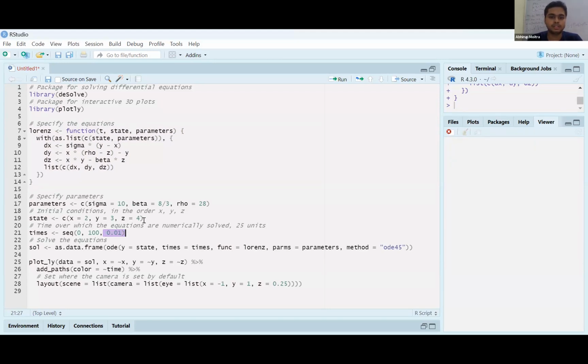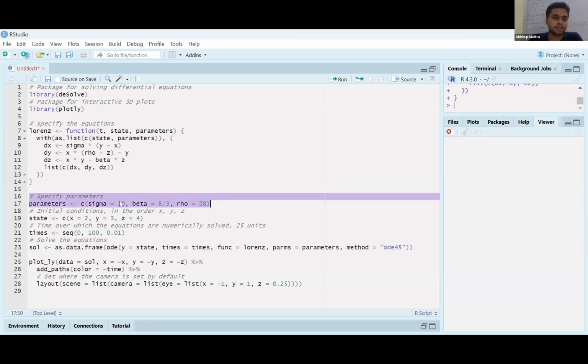So I used the ode45 method. It is a numerical computational method, which is formally known as the Runge-Kutta method. This is one of the finest numerical computation solving methods.